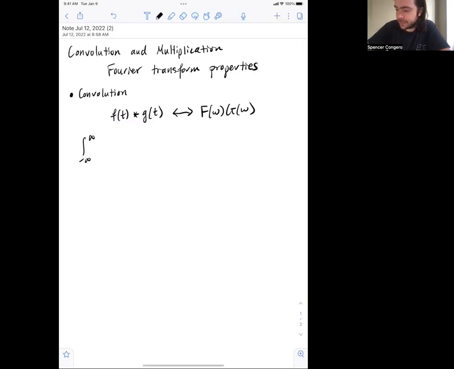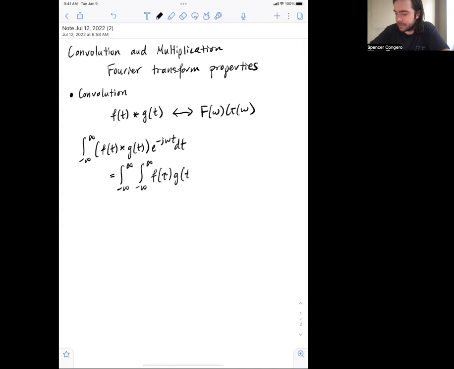So we're going to start with the left side. We're going to take the Fourier transform of f of t convolved with g of t, and we have our e to the negative j omega t dt. Now let's plug in for what the convolution is. Remember, what is the convolution? Well, it's the integral. We'll talk more about this in a later video in more depth, but at least the definition of the convolution is an integral of f of tau g of t minus tau d tau. So this is the convolution of f and g.